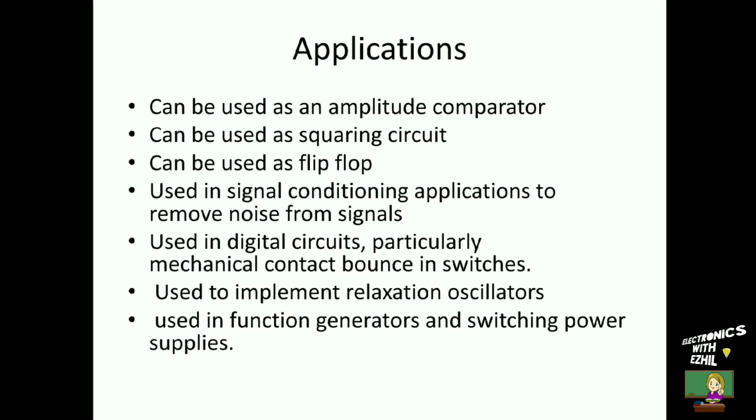Applications of this Schmitt trigger. It can be used as an amplitude comparator because it changes its output voltage when the input reaches any one of the threshold levels. It can be used as a squaring circuit or squarer because any arbitrary input can be converted into a square wave. It can be used as a flip-flop because a Schmitt trigger can be triggered between its two stable states by alternate UTP and LTP levels. They are used in signal conditioning applications to remove noise from signals.